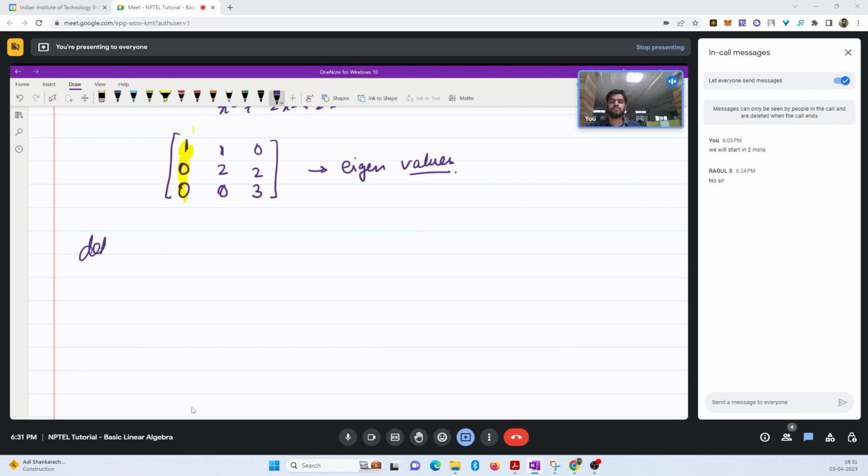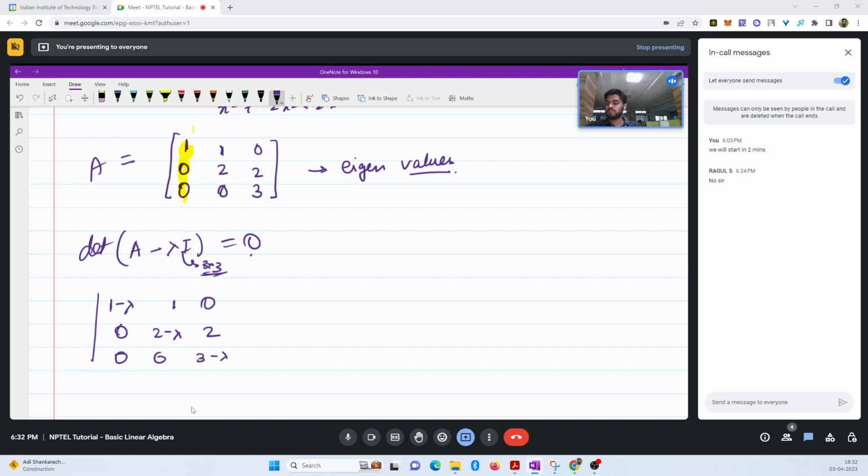Again, the same thing we have to do. Let's call this the A matrix, then the determinant of A minus lambda I should be 0. This is what we need to see. Let's write it in this form. This would be 1 minus lambda, 1, 0. Now I over here is 3 cross 3, just a reminder. This entry remains as it is: 2 minus lambda, 2, 0, 0, 3 minus lambda. Let's evaluate this determinant with respect to the first column.